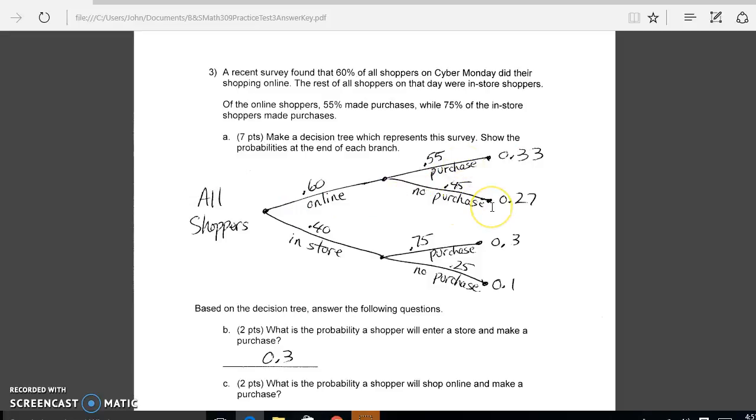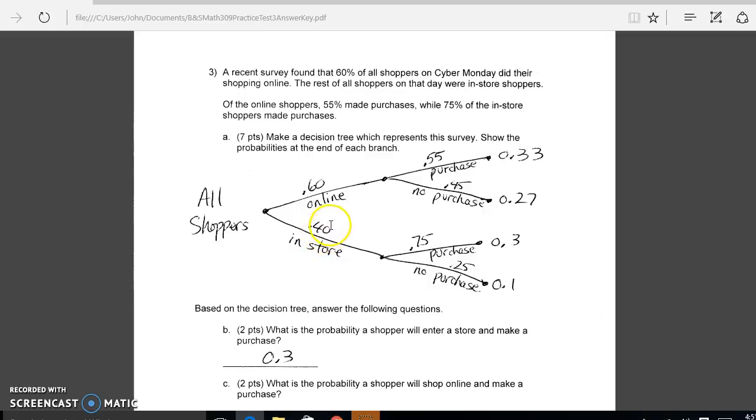And then we do the same for each following branch. We take 0.60, and we're going to multiply that times the 0.45. That's going to give us 0.27, and that tells us that 27% of shoppers were online and made no purchase.